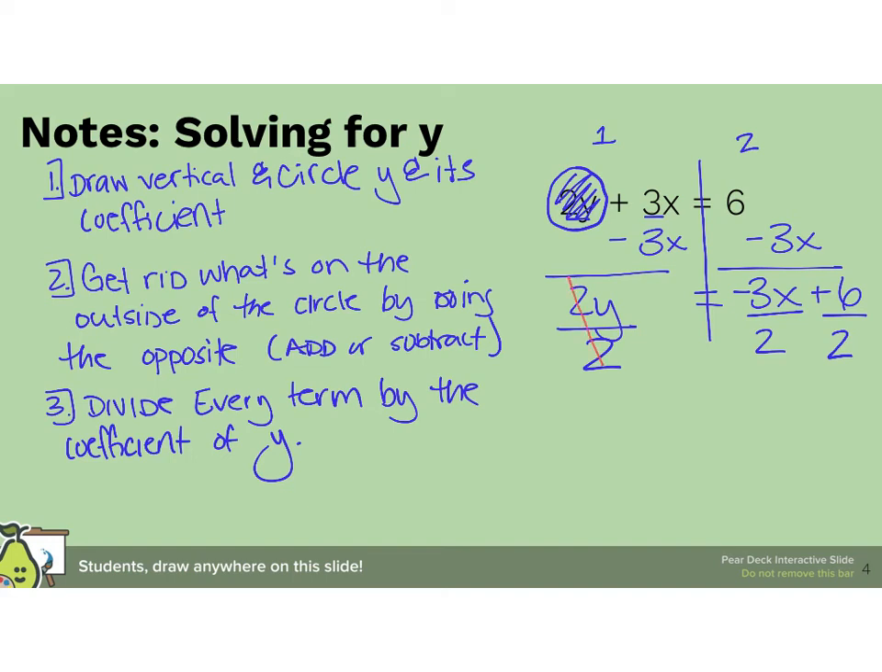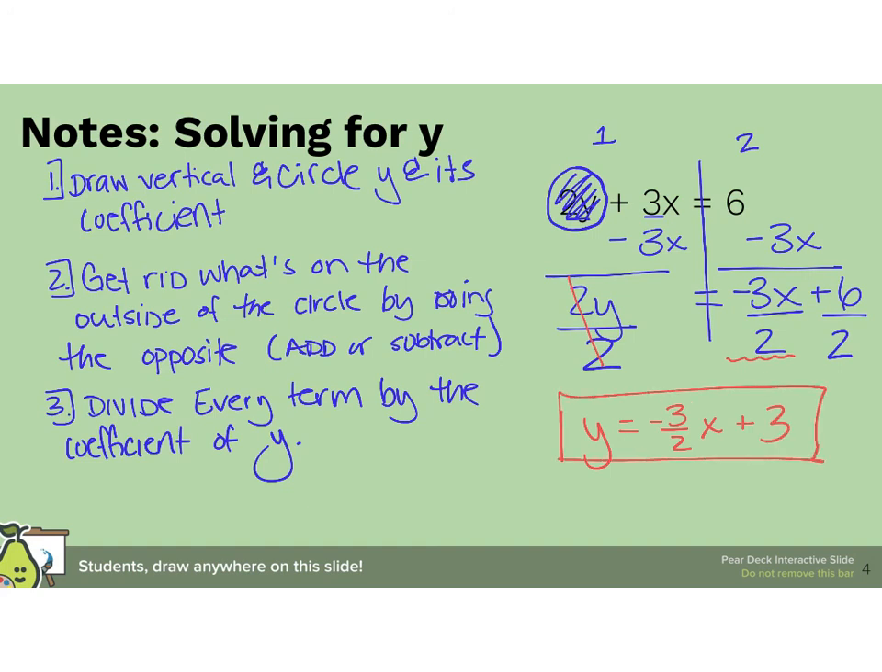So 2 divided by 2 is 1, so I'm left with y. You can write 1y if you want to. Now, the negative 3x over 2. That's going to stay like that. We do not want decimals. You don't need to do anything else. But you do want to separate the fraction from the variable. So we're going to write it like this. Negative 3 halves x. And it's negative. And then finally, plus 6 divided by 2 is 3.